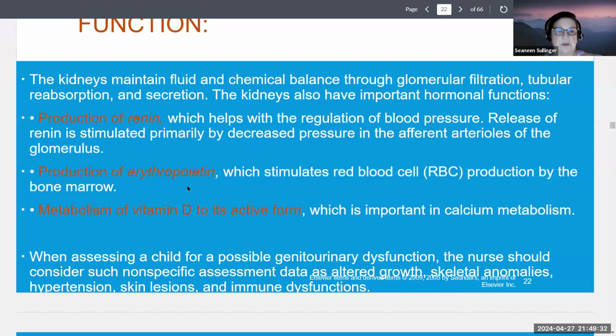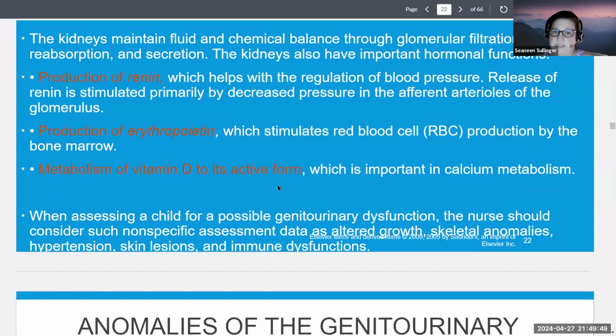And then also the erythropoietin. So remember in pharmacology, you talked about the erythropoietin stimulating factors. And so this is again where that gets produced, and that stimulates the red blood cell production by the bone marrow. And then you also have the metabolism of vitamin D into its active form, which helps with calcium metabolism because calcium and vitamin D go hand in hand.